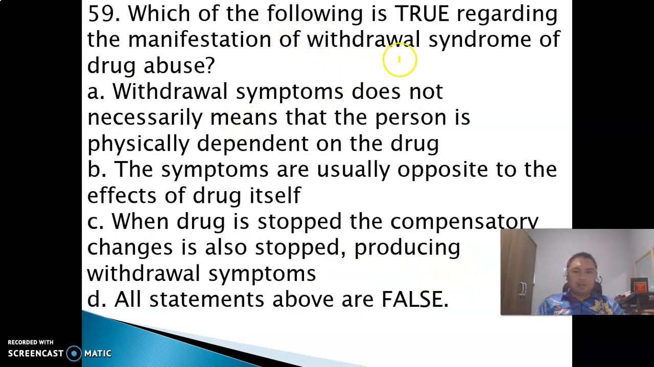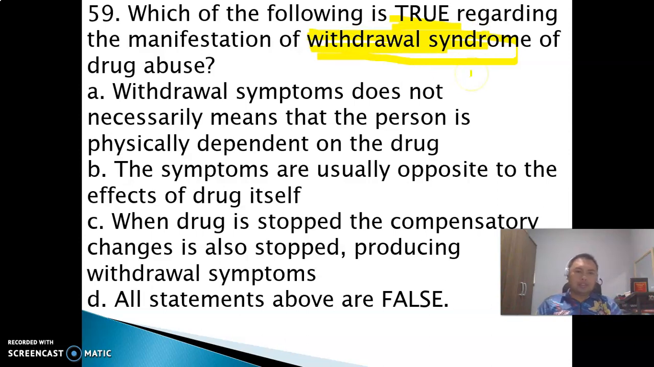59. Which of the following is true regarding the manifestation of withdrawal syndrome of drug abuse? So, alin dito yung totoo about withdrawal syndrome? Okay? Withdrawal syndrome. So, ito naman sa mga drug user to, no? You are a dependent of drugs, you abuse a certain dangerous drugs probably, then you stop, no? You stop taking drugs, then it will cause what we call withdrawal syndrome. No? It will cause withdrawal syndrome. So, alin dyan yung totoo?